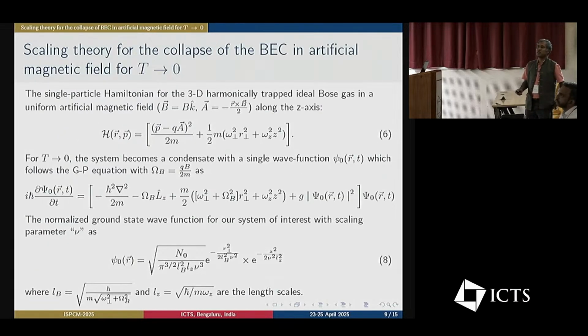So this is the single particle Hamiltonian for a 3D harmonically trapped ideal Bose gas in a uniform magnetic field. The magnetic field is along the Z direction. Now if the system interacts, then we have the Gross-Pitaevskii equation for the system like this. For t going to 0, it will be a condensate. And within the same scheme, we get the wave function for the condensate in the Gaussian form. Here, nu is coming because there are interactions.